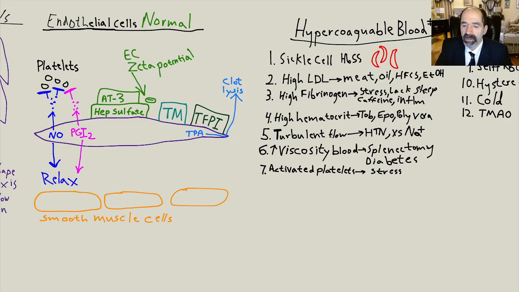Other things that make the blood thick, splenectomy, diabetes. With diabetes, you got all kinds of problems with your blood. You got hyperglycemia, more molecules in the blood. You got hyperlipidemia, more molecules in the blood. And there's additional problems with it. It causes a microvasculopathy, induces endothelial dysfunction. Activated platelets, that happens with stress.